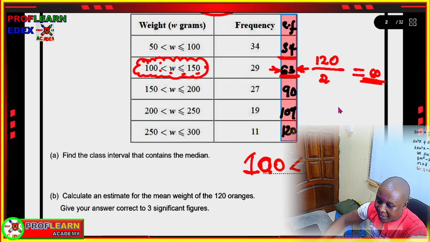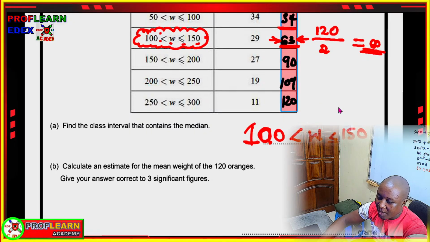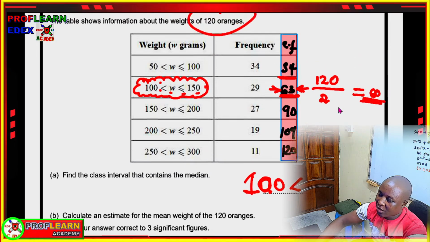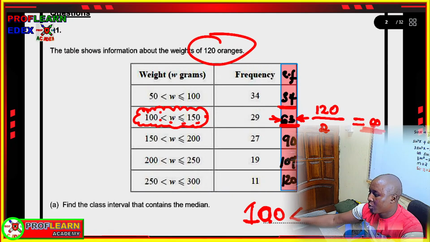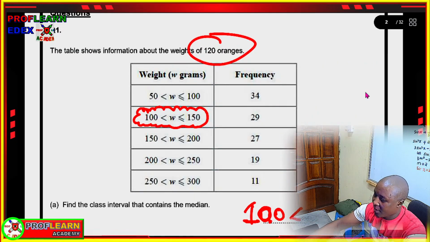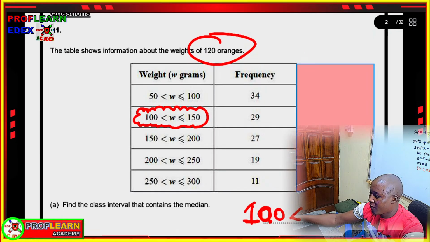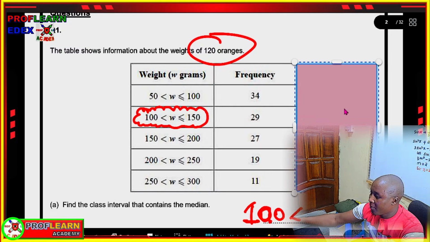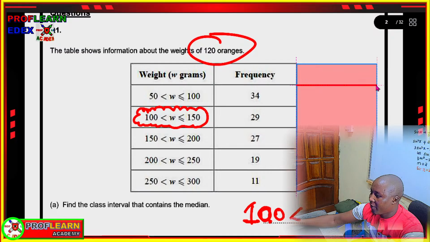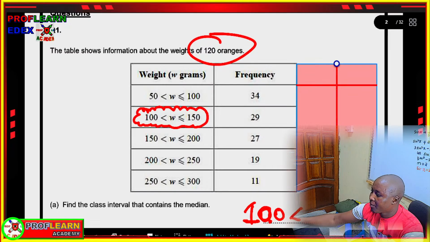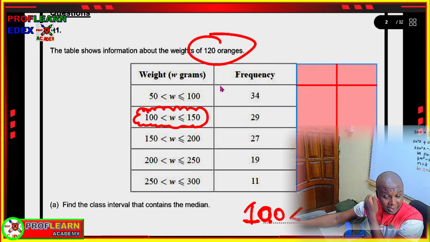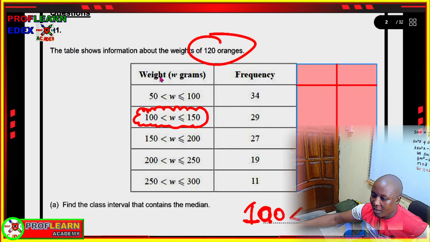Then the next question, calculate an estimate of the mean of the 120. So if you are asked to work out the mean, what are you supposed to do in order to get the mean in this kind of a question? What are we going to do? First we need to find the midpoint. We are going to find the value of x, and then we shall find fx.